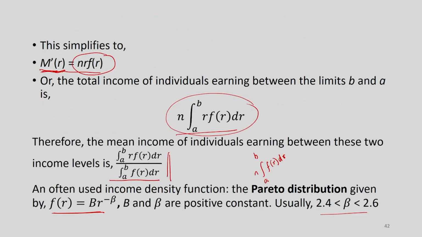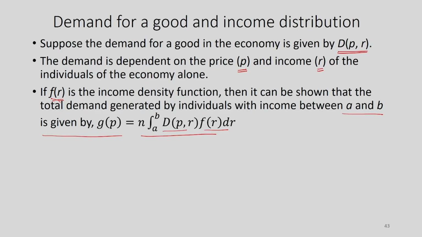You can see the same pattern here also, right. Here we are talking about not demand, but total income of people who are earning between A and B. So, here also you have N f(r) dr, but here r is occurring just before f(r). In this case, it is the demand, because we are not talking about the total income, but about demand. So, f(r) is preceded by the demand function, which is D of p and r.